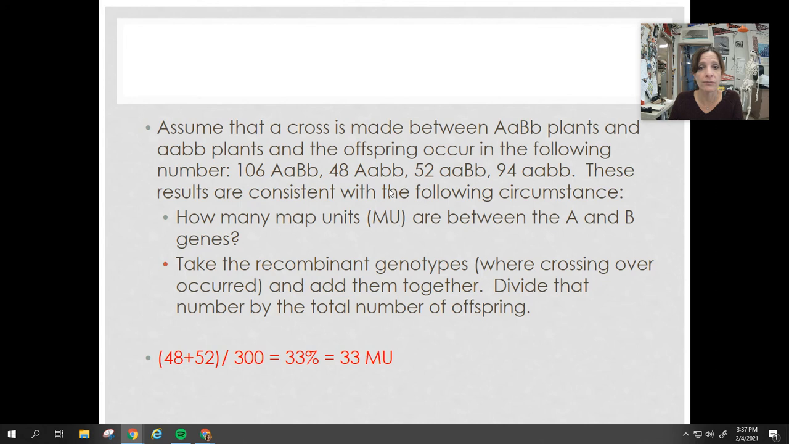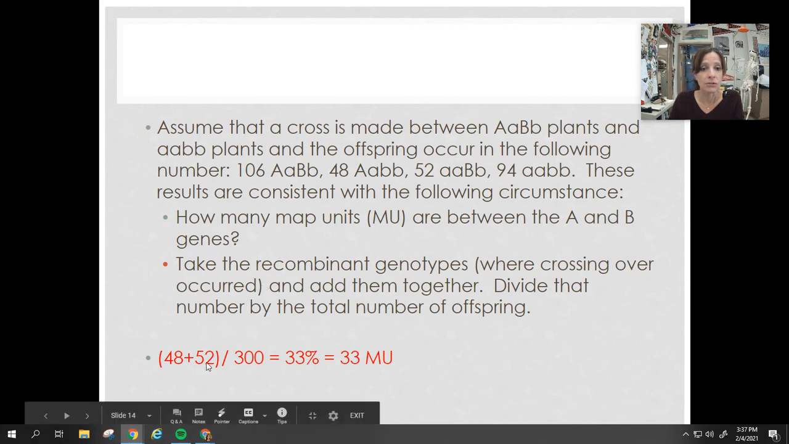Okay, so in order to figure out how many map units are between the A and B genes, you take the 2 recombinant numbers of offspring, so 48 and 52, and you divide it by the total number of offspring. If you add up 106, 48, 52, and 94, then you get 0.33, and you turn it into a percentage, so it's 33% recombination between them, and so they're 33 map units apart. Okay, so make sure you write down that example so you have a good example.